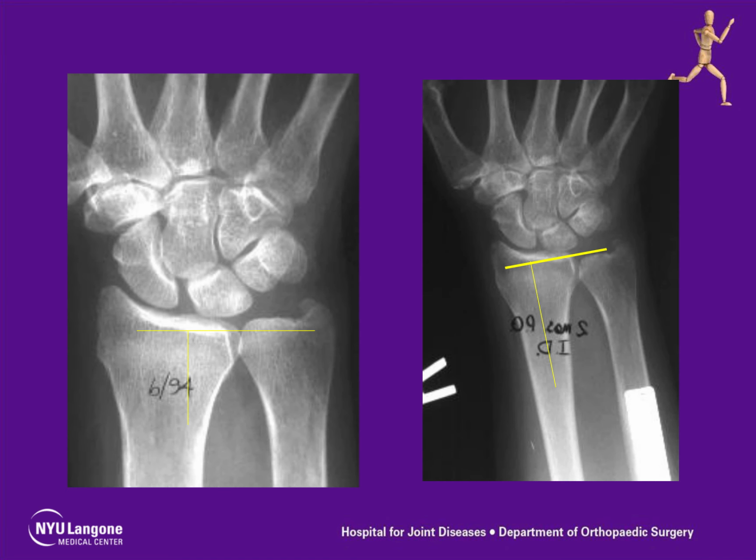And here's a picture of this lady. Here's my patient I showed you earlier. She's about 3 millimeters ulnar positive. I did a forearm ulnar osteotomy. You can see the plate there. I shortened her by 3 millimeters.